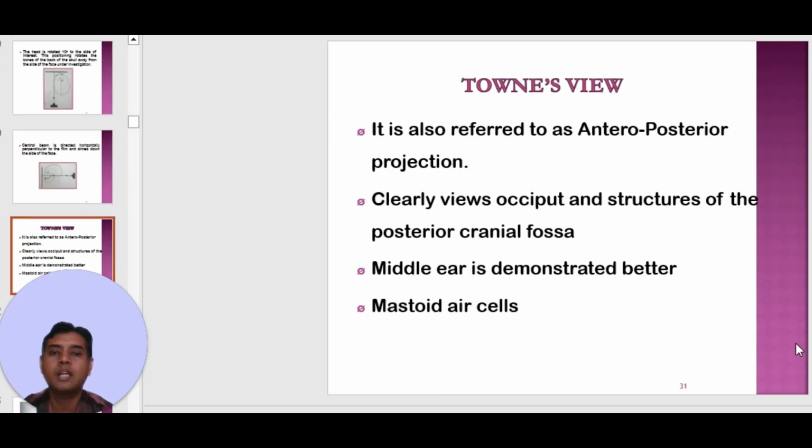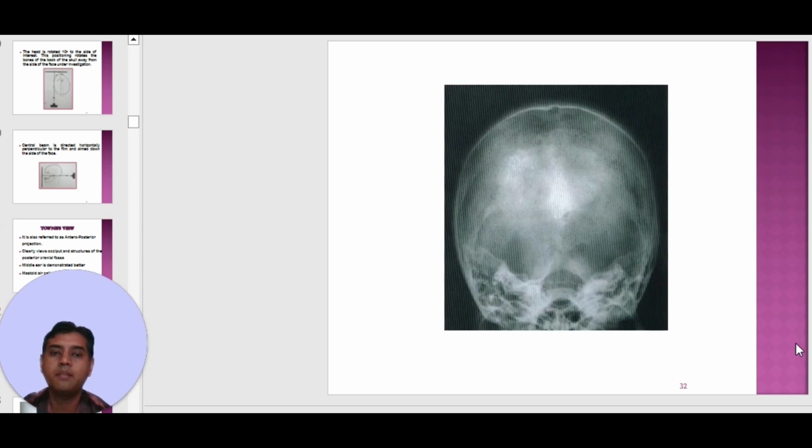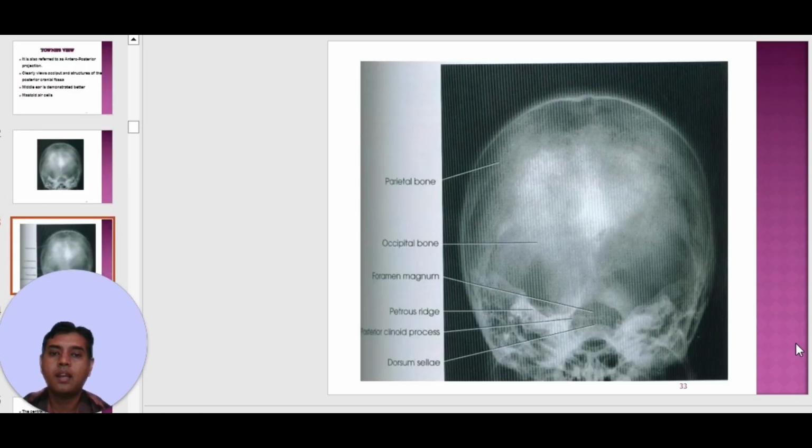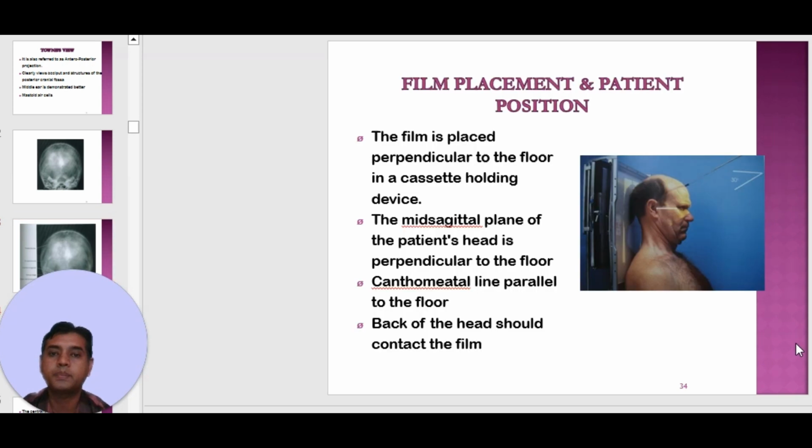Now coming to the next projection, that is Towne's view. It is also referred to as the anterior-posterior projection. It clearly views the occiput and the structures of the posterior cranial fossa. It also shows the middle ear and mastoid air cells. This is the resultant image and the various landmarks seen.